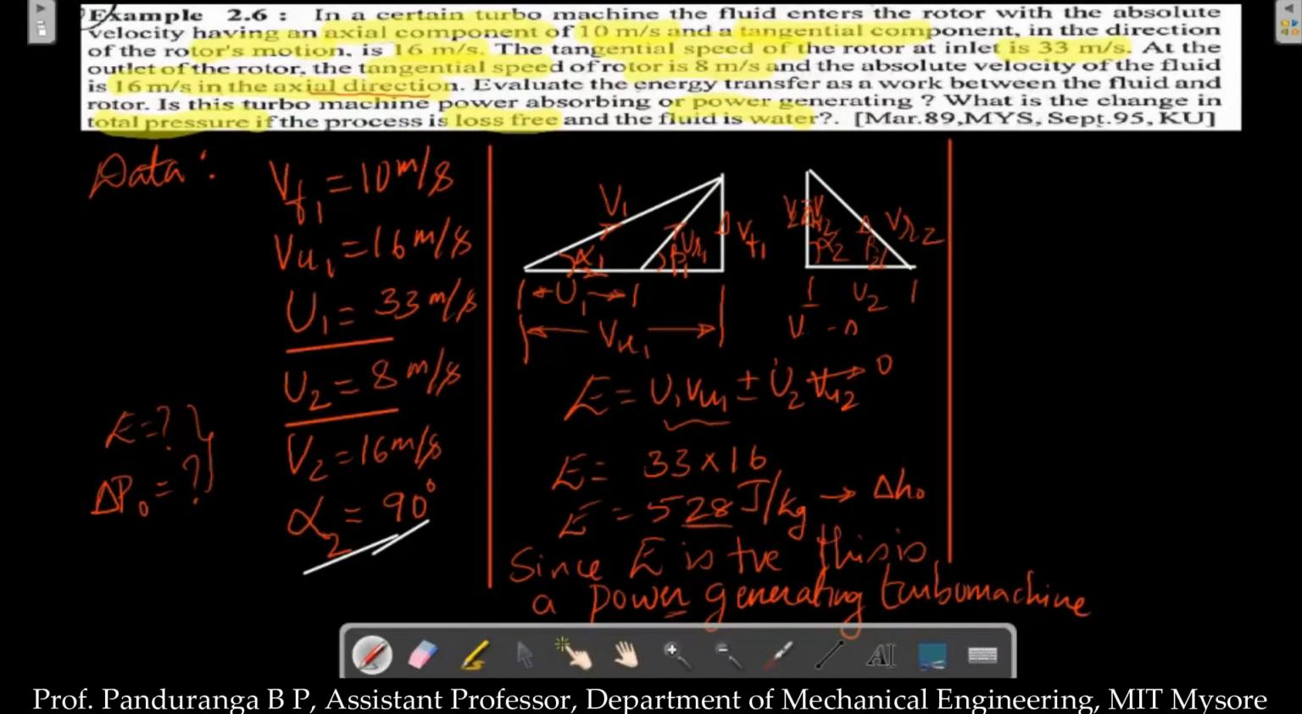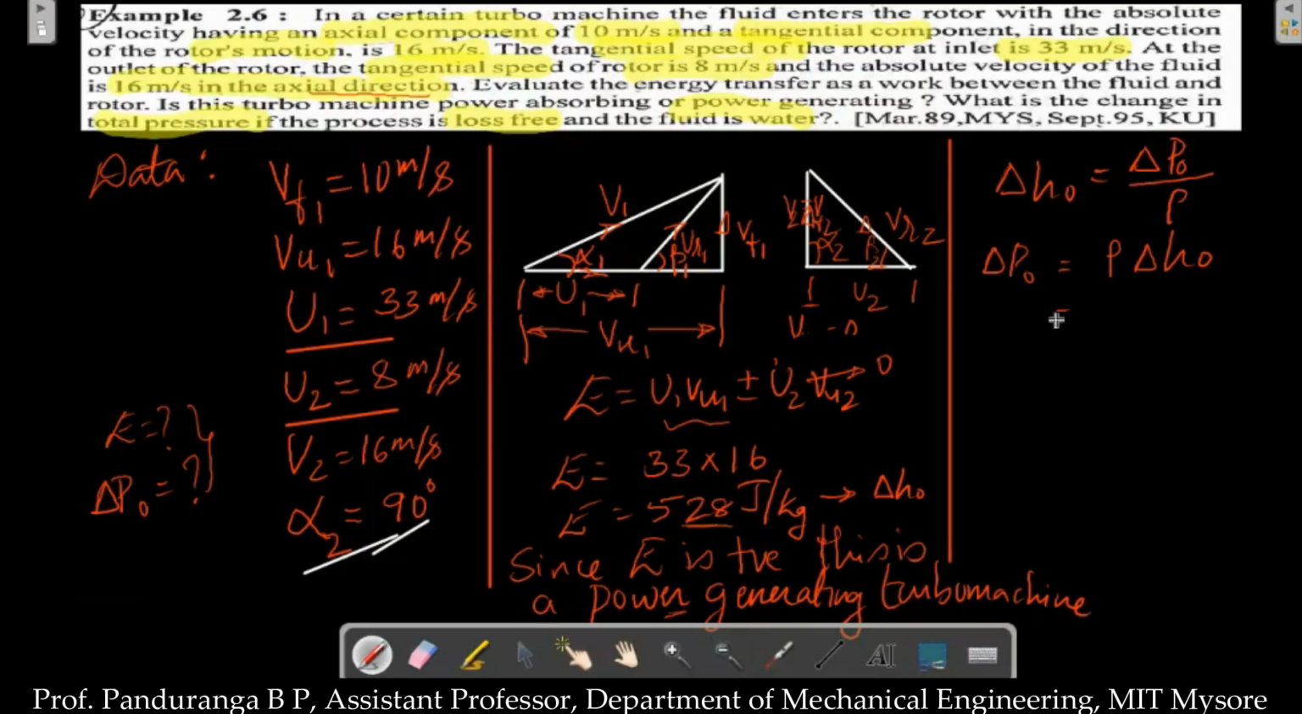Now we need to find out the total change in pressure. To find out total change in pressure, we have the relation delta H naught will be equal to delta P naught divided by rho, where rho is the density of the fluid. Or in other words, I can write delta P naught will be equal to rho into delta H naught.